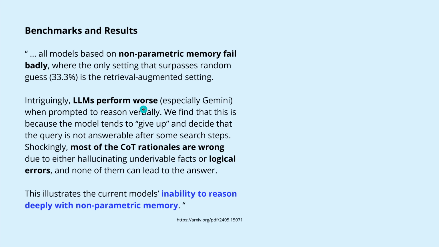And they say LLMs perform worse, especially Gemini, when prompted to reason verbally in a more complex causal reasoning path. And they say we find that this is because the model tends to give up and decide that the query is not answerable after some search steps. Shockingly, most of the chain of thought rationales were wrong due to either hallucination, underivable facts, or logical errors. And none of them can lead to the answer. Now, if you say this is a little 7 billion something from Mistral, okay, but we are talking here about Gemini 1.5 Pro and GPT-4 Turbo, so these are really powerful, mighty LLMs, and they failed significantly.